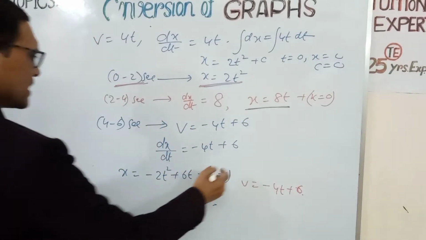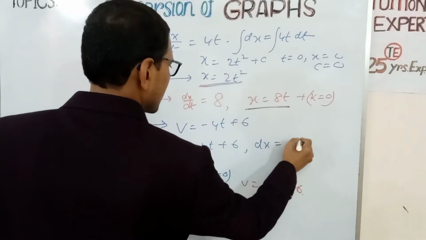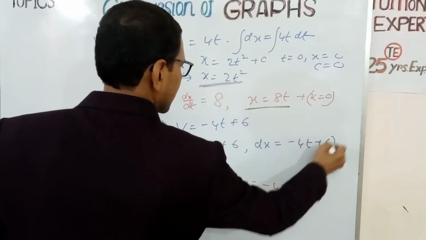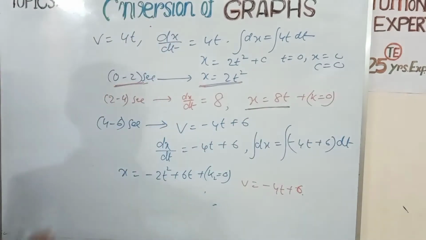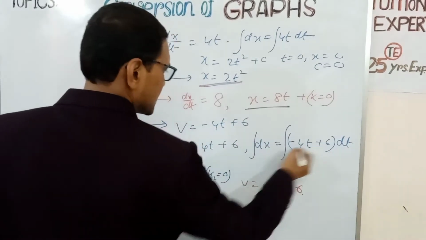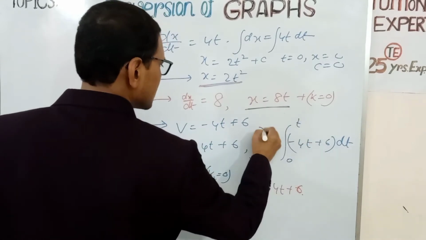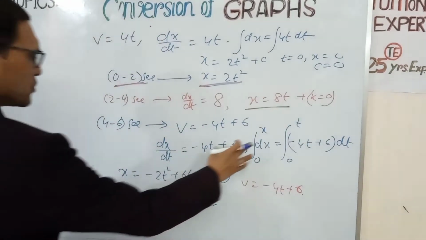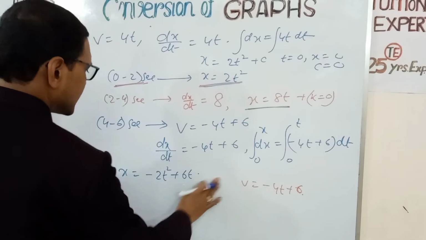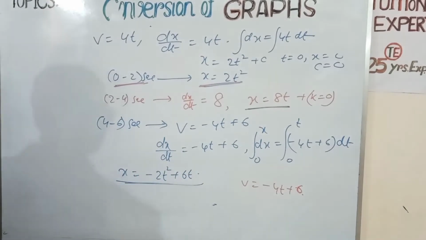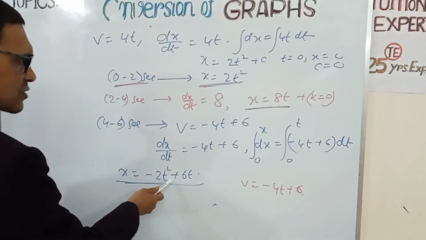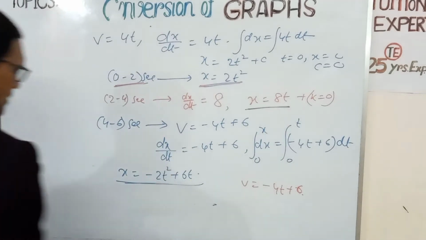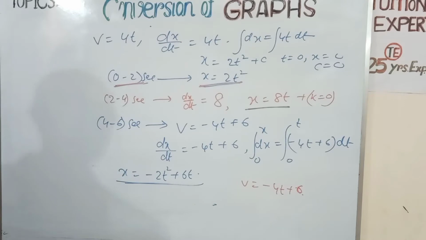So if we integrate dt, and if we integrate this, and at t equal to 0, x equal to 0, if we apply this, then we get this equation. So x equal to minus 4t square by 2, that is minus 2t square plus 6t. So this is the equation. So now we get the equation.